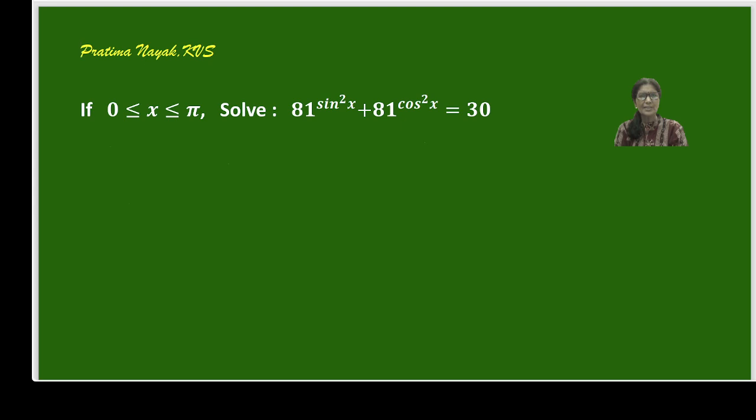So today I've taken one question which is a sample question from Mathematics Olympiad. It is a combination of exponential as well as trigonometry. So the question is, if x is greater than or equal to 0 and less than or equal to pi, solve 81 raised to the power sine square x plus 81 raised to the power cos square x is equal to 30.